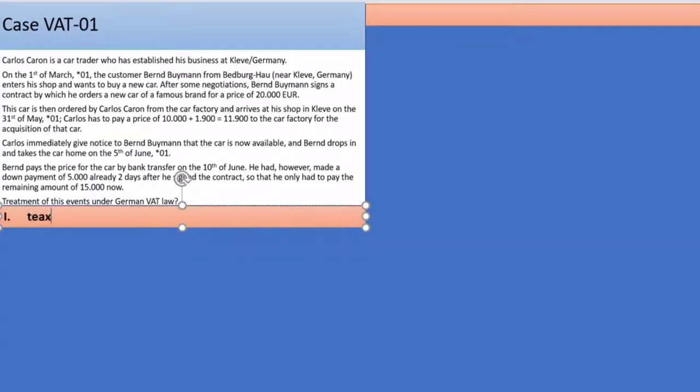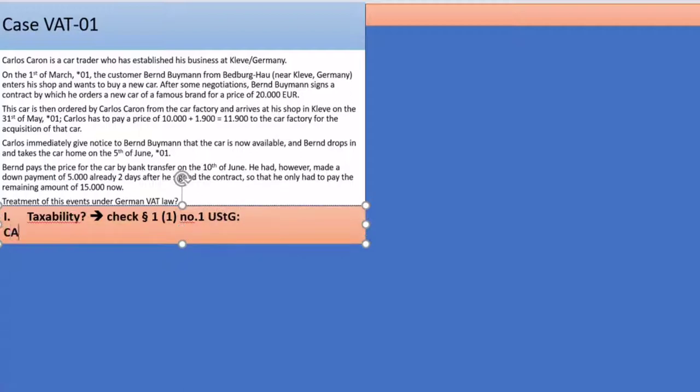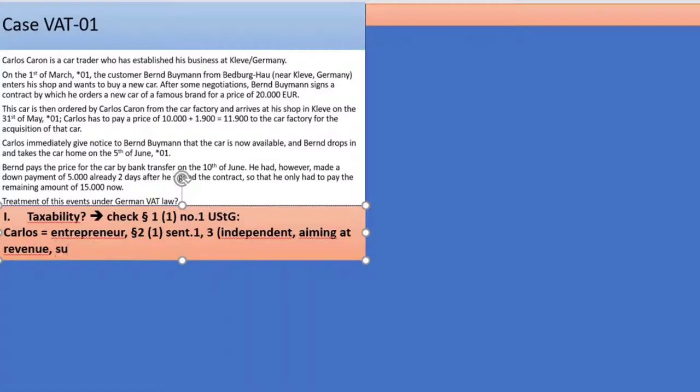So, the first step, taxability. There we have to check either paragraph 1, number 1, that's the usual case, or number 5, that would be a so-called intra-community acquisition from another EU member state. That's not the case, so we have to check number 1. The first question is therefore, is Carlos an entrepreneur? And the answer is yes, under 2.1, sentences 1 and 3, because he acts independently, is aiming at revenue, and has a sustainable or constant activity.